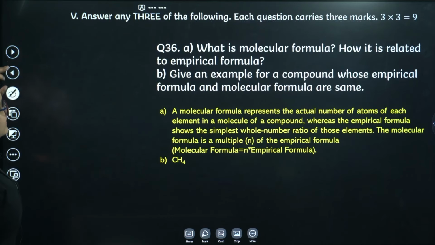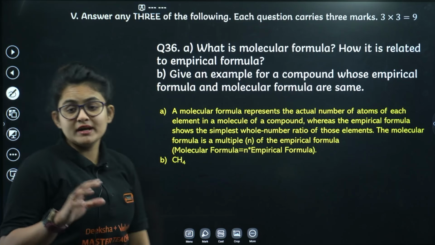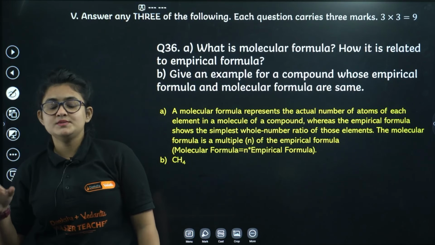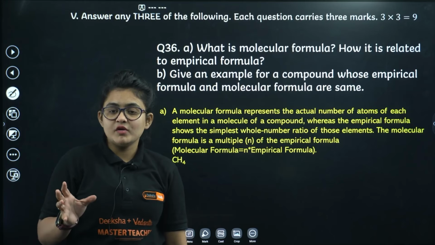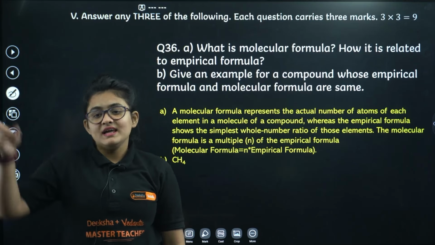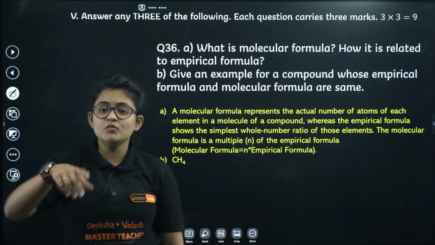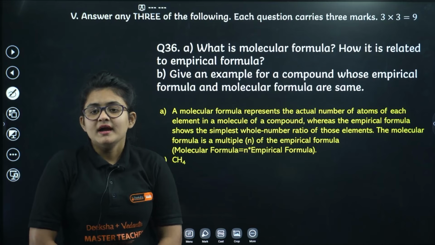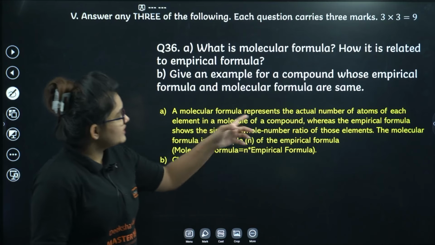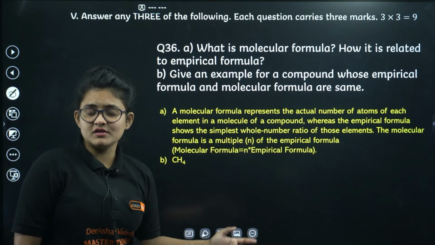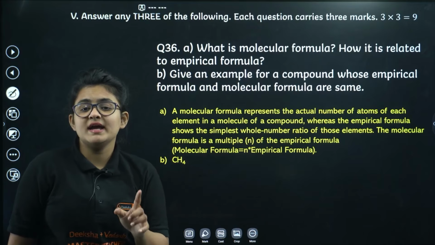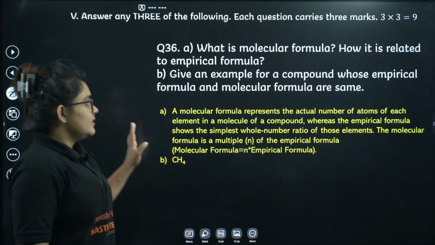Let's proceed. What is the molecular formula? How is it related to the empirical formula? The molecular formula represents the actual number of atoms of each element present within the compound. Molecular formula is basically n times the empirical formula, that's it. Now give an example of a compound whose empirical formula and molecular formula are the same. H2O, carbon dioxide, CH4, where the value of n becomes 1. I guess it's clear.